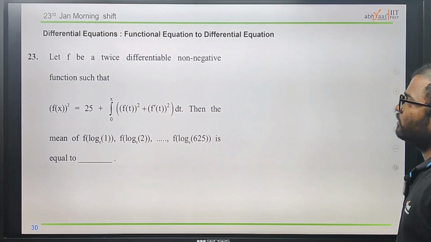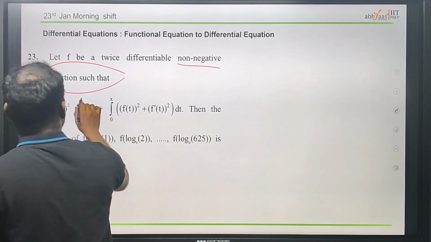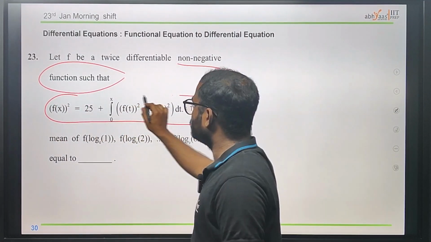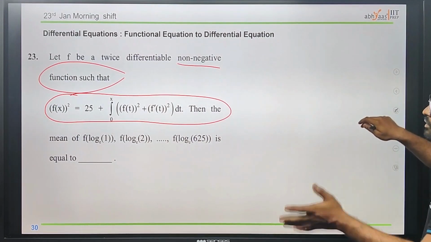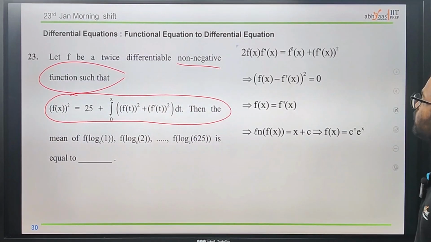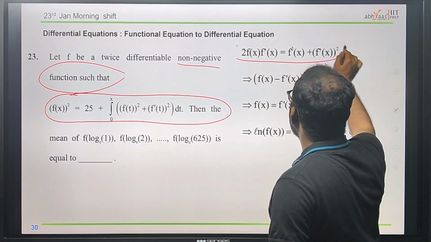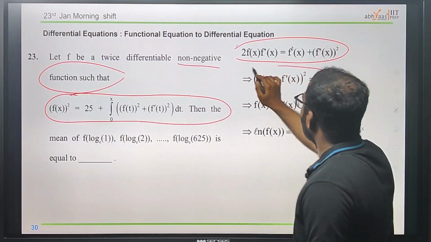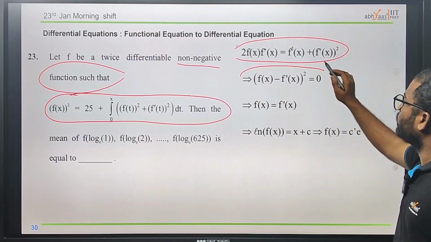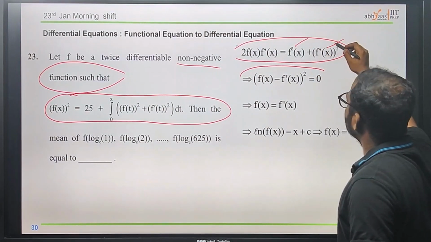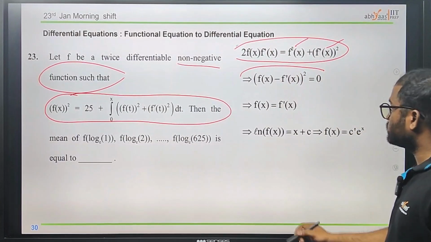Now we have f, a twice differentiable non-negative function, such that this is the equation we have. First we need to convert that into a differential equation. First thing we need to do is differentiate both sides. Okay, we will have this one. After that we have x minus f dash whole square is equal to 0. That is the situation we have. See here, f square, f dash whole square and 2f, like 2ab, a square plus b square. Okay, this type of situation we have.